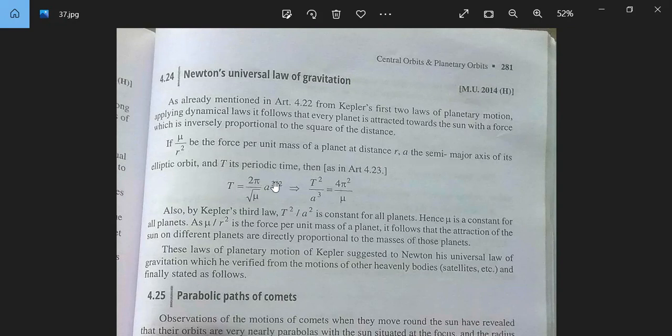T is equal to 2 pi by under root mu into a power 3 by 2, or T square by a cube will be 4 pi square by mu. Also by Kepler's third law, T square by a cube is constant for all planets, hence mu is a constant for all planets. As mu by r square is the force per unit mass of a planet, it follows that the attraction of the sun on different planets are directly proportional to the masses of those planets.